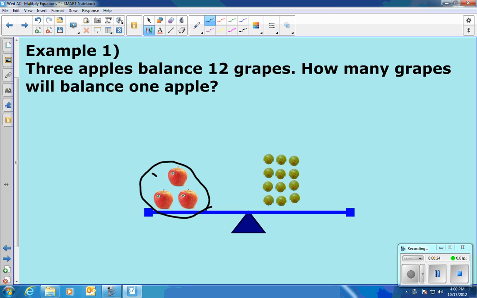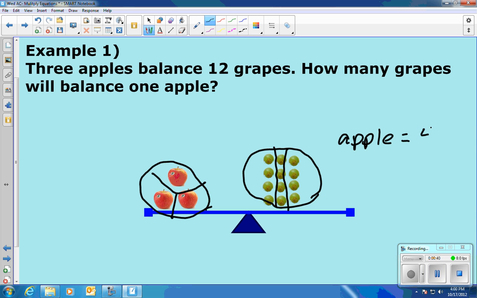So that means essentially I'm splitting this into 3 groups. So I need to split this into 3 groups, which means 1 apple must equal 4 grapes.